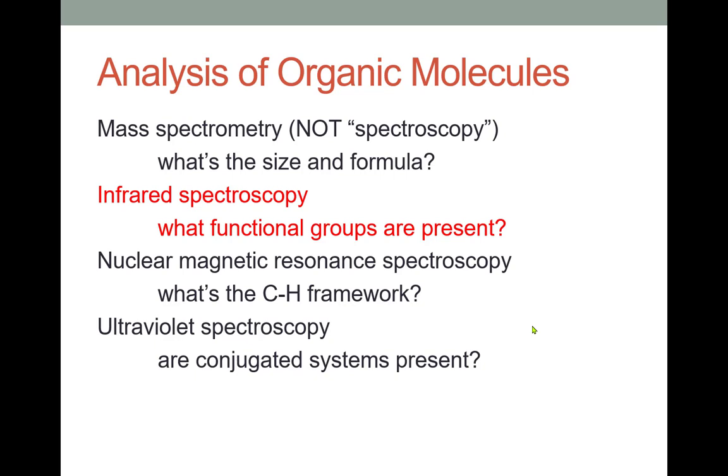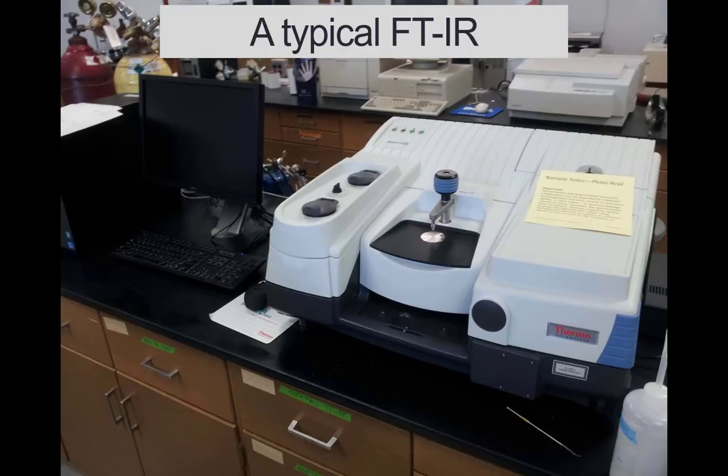So imagine, for instance, that you're trying to do a reaction in which you're converting an alkene into an alcohol. It's very easy with IR to monitor the progress of that reaction to determine if the alkene group is being replaced with the alcohol group. And so these are present in virtually every organic chemistry laboratory.